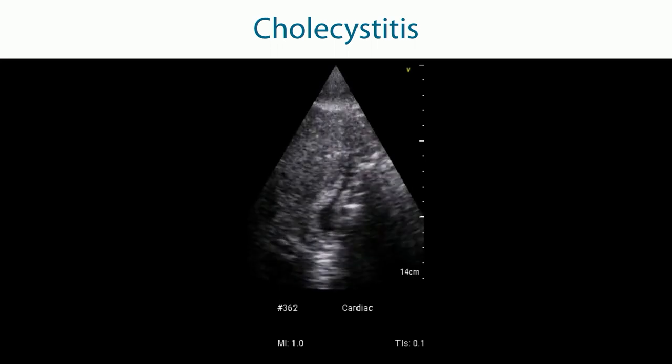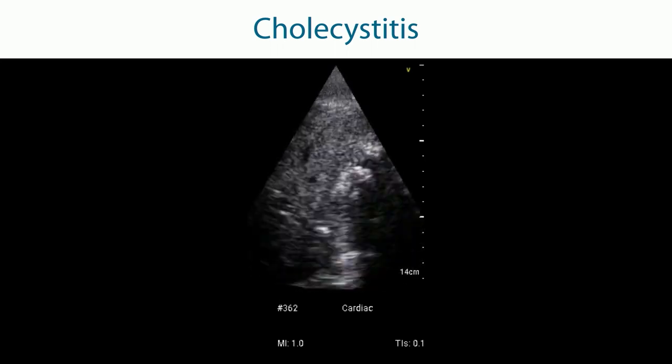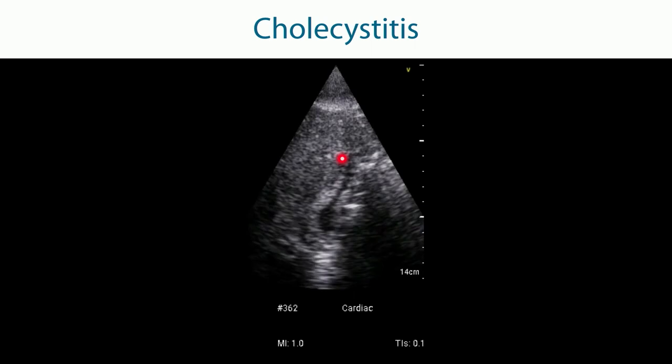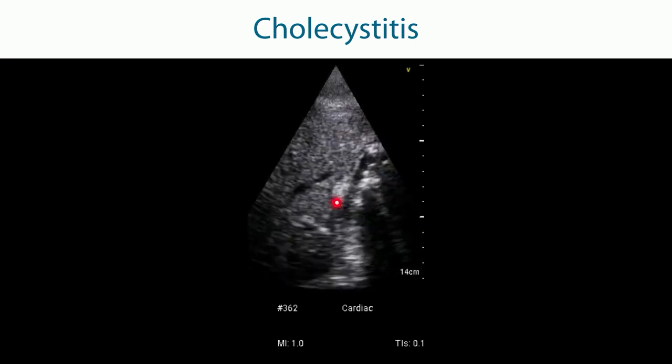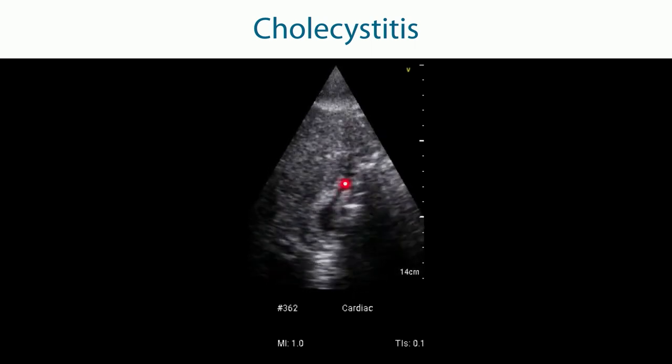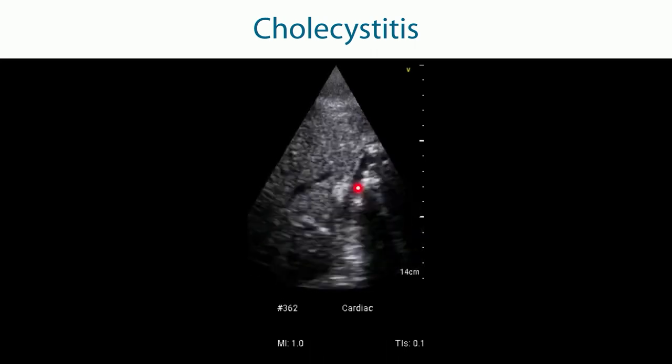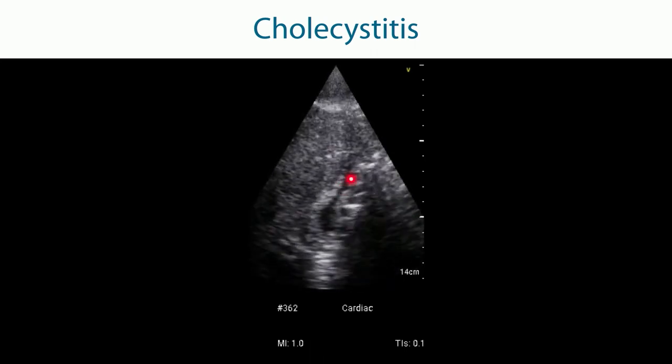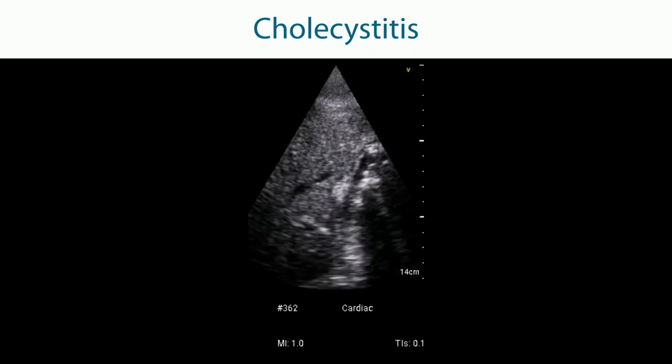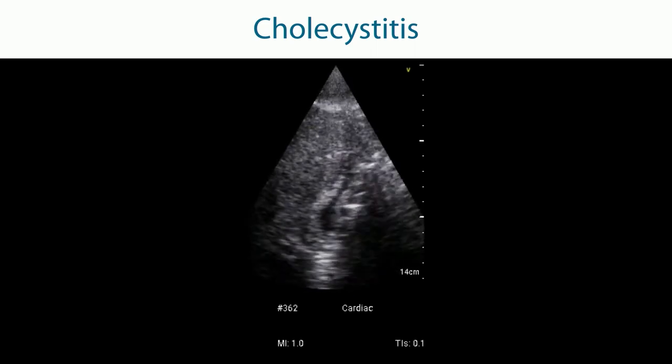Here's another more severe pathology, that's cholecystitis. What you can see here quite nicely is that the wall is definitely thickened. You have a gallbladder filled with stones, and this patient had a so-called positive sonographic Murphy sign. So you just place the transducer, you press, and if the patient feels pain, that's a positive sonographic Murphy sign. So these were two very important pathologies that we can detect with ultrasound.